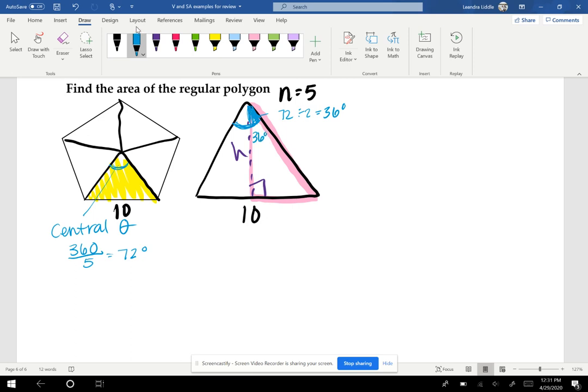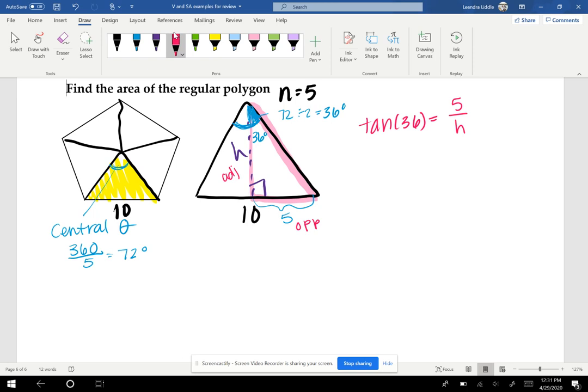I want to know what the height is, and I'm using this length. If this whole thing is 10, that means this part is 5 because it's split in half. So the 5, from the angle, is the opposite side, and the height, from the angle, is the adjacent side. If we have an opposite side and an adjacent side, we are going to be using our tangent ratio. So we take the tangent of 36, and since tangent is opposite over adjacent, the tangent of 36 equals 5 over h.